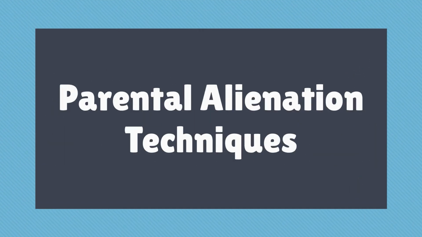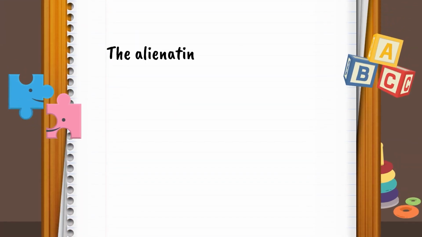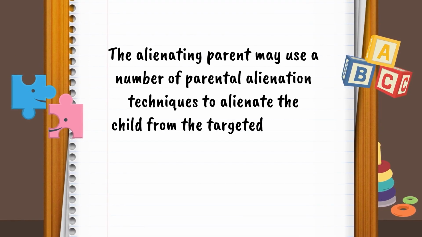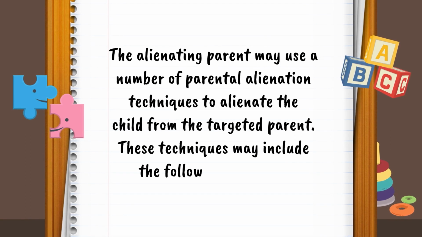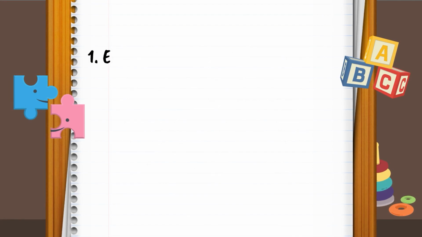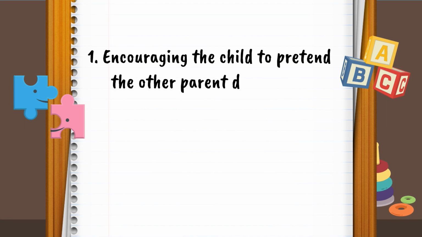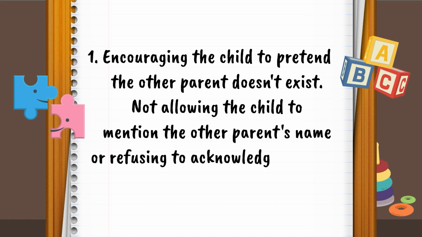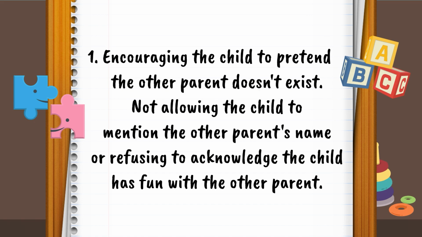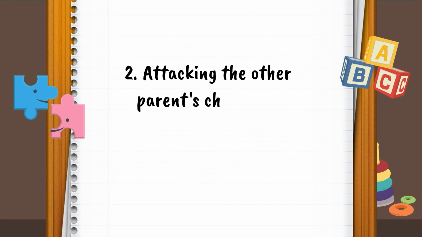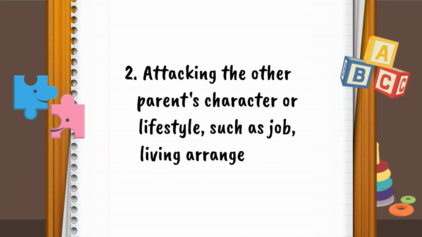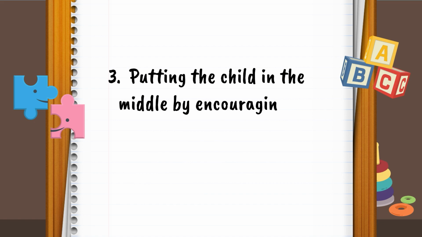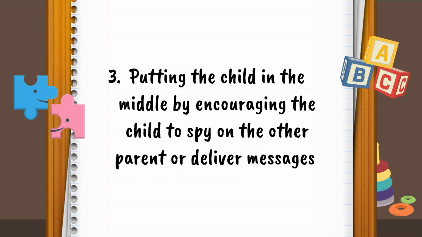Parental alienation techniques. The alienating parent may use a number of parental alienation techniques to alienate the child from the targeted parent. These techniques may include the following 7. 1. Encouraging the child to pretend that the other parent does not exist, not allowing the child to mention the other parent's name or refusing to acknowledge the child has fun with the other parent. 2. Attacking the other parent's character or lifestyle, such as job, living arrangements, activities, and friends. 3. Putting the child in the middle by encouraging the child to spy on the other parent or deliver messages.